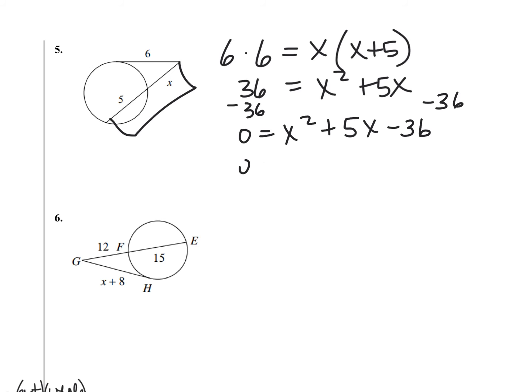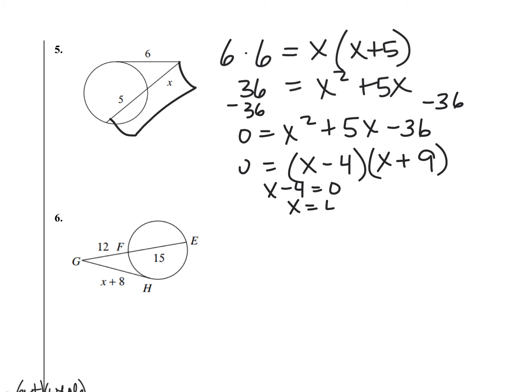And this factors. Two numbers that multiply to negative 36 and add to 5 are negative 4 and 9. So we have x minus 4 and x plus 9. So x equals 4, or x equals negative 9. And since our segments can't be a negative 9, we just have x equals 4.